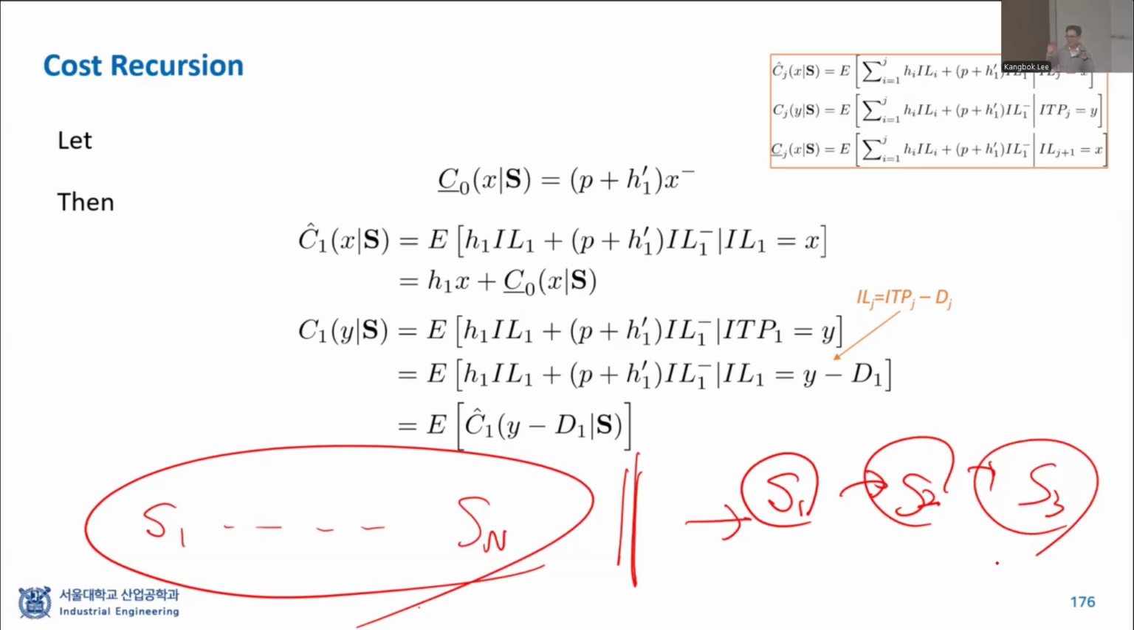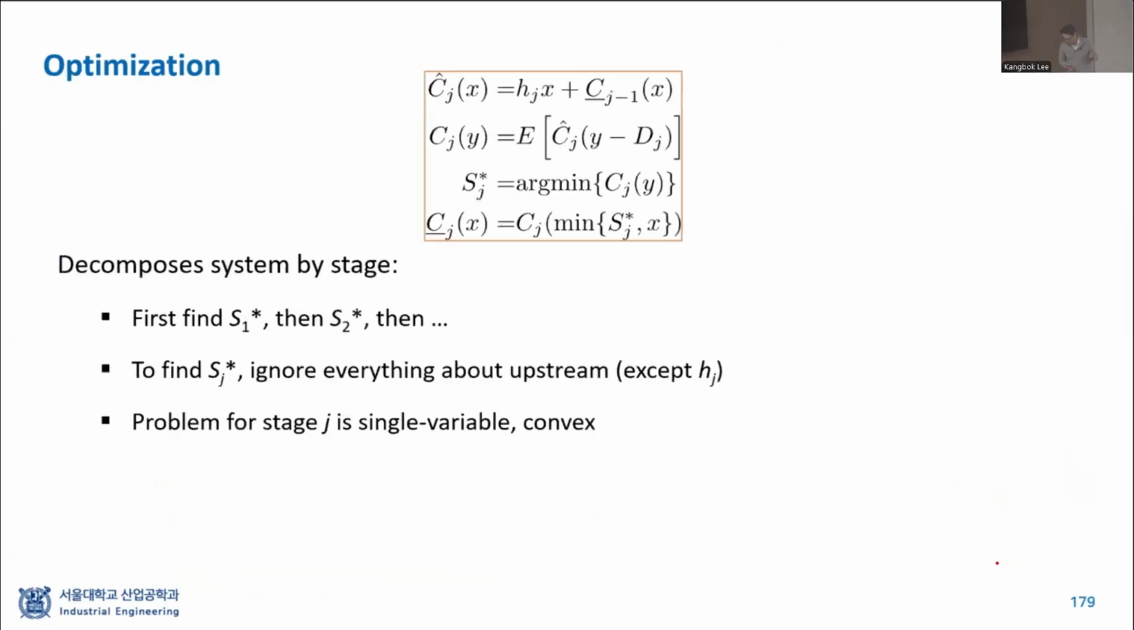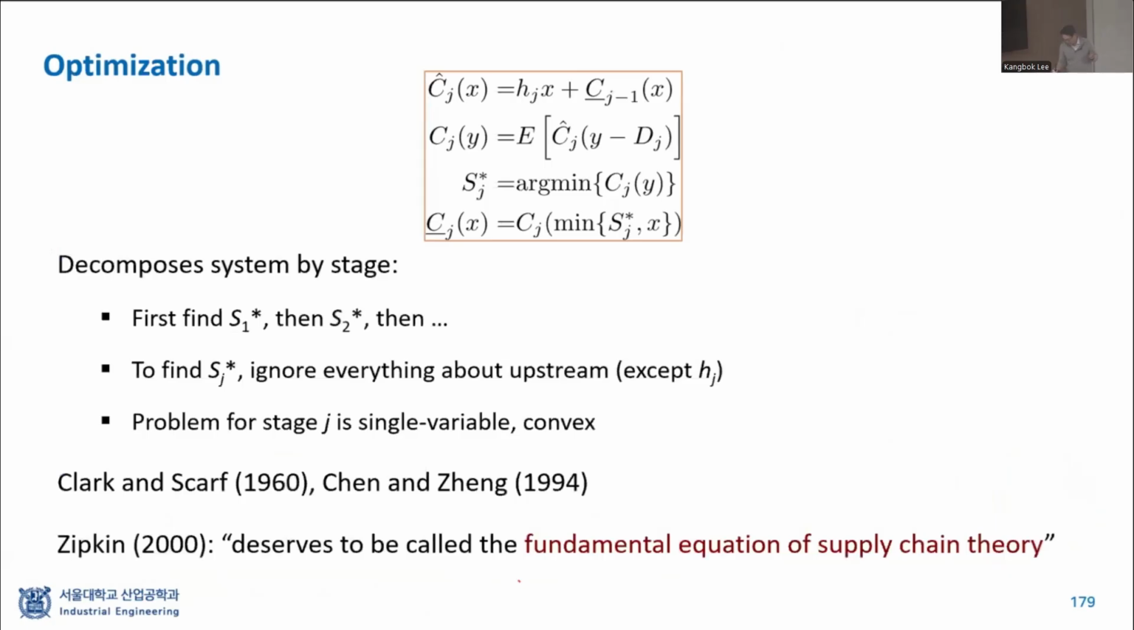So this is a very rare case, and this only works for this multi-echelon serial type supply chain. This is a very famous result. That's why in the textbook, we call this the fundamental equation for supply chain theory, because this turns a quite complex, interrelated problem into a simple, separated problem. Good.